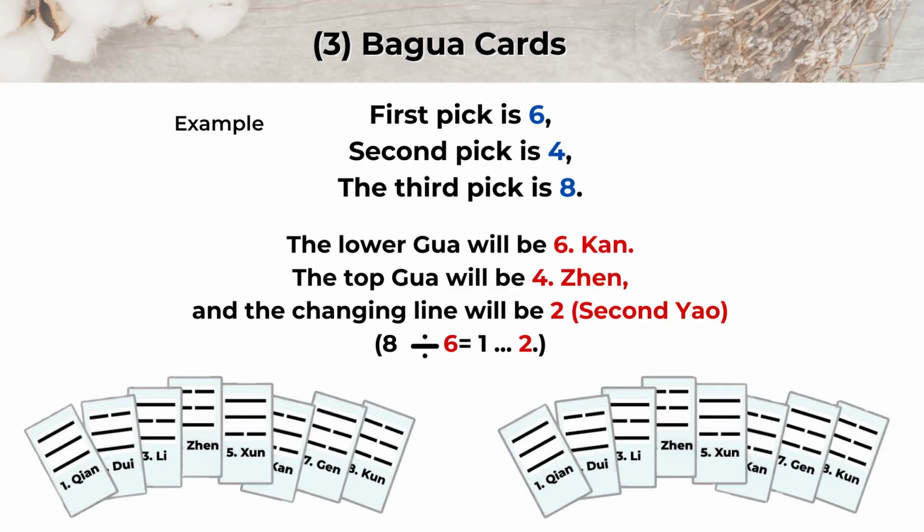Here is an example. The first pick is card number 6, and we check the pre-heaven Bagua. That's the Kan Gua, and that will be the lower Gua. And the second pick is number 4. That's the Zhen Gua, and it will be the top Gua. And the third pick is number 8, and it's bigger than 6. So we divide it by 6, and the remainder will be number 2. So the changing line is the second line, or the second yarrow.